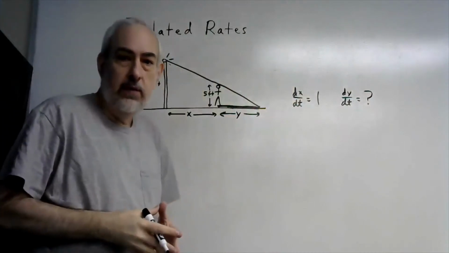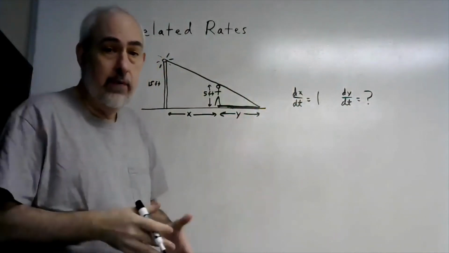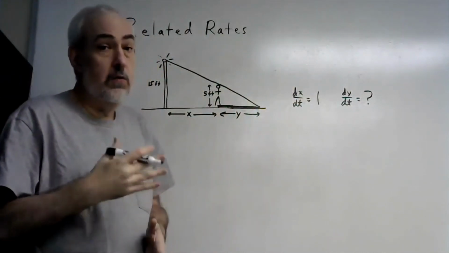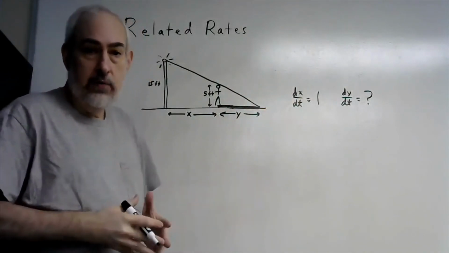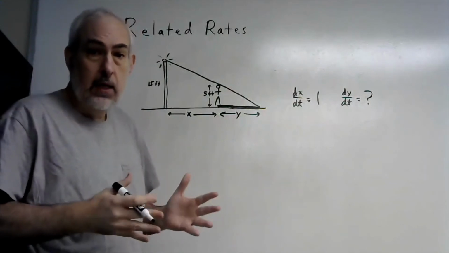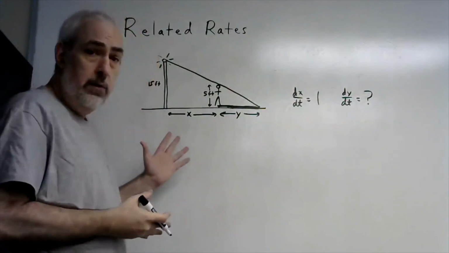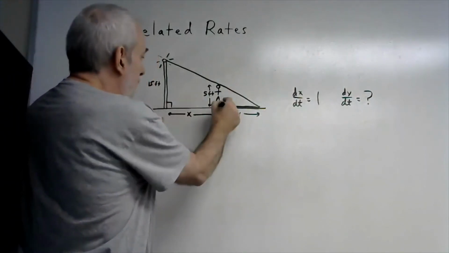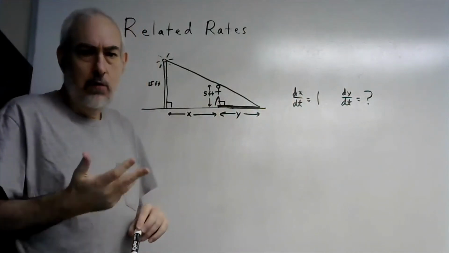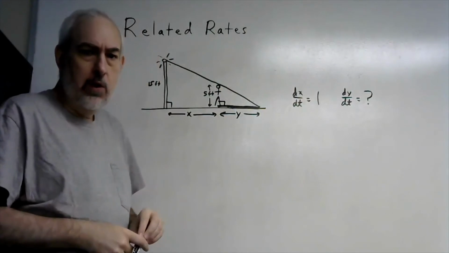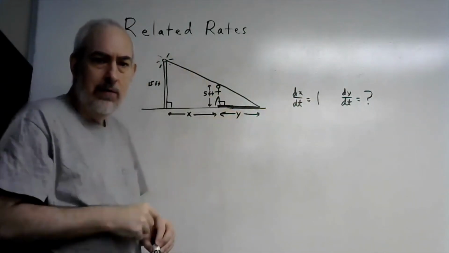This time I don't need to say like when x is 5 or when y is 3. It turns out that dy/dt will be a constant for any value of x or y. Okay, so I've got right triangles. That's a right angle, that's another right angle. But I'm not going to use the Pythagorean theorem because I don't know anything about either of these two hypotenuses.